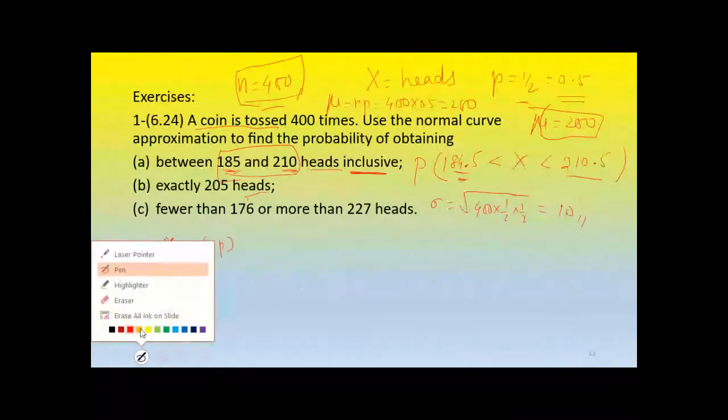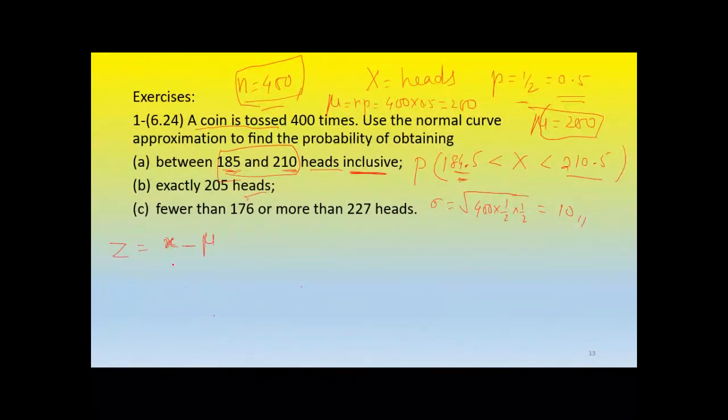Straight away I can use the formula of mu and sigma. x minus mu over sigma. So Z1, use this x value, 184.5. So 184.5 minus np. np is our mu. Mu is 200, over 10. And use your calculator. The calculator will give you negative 1.55. See, 200 is more than 184, so it will obviously be negative 1.55. What is Z2? The second value of x is 210.5.